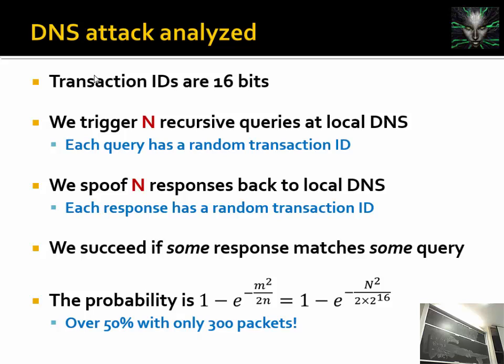Think about it. It'll work if your own packet matches your own packet? Well, you're sending a packet that then triggers the DNS server to send a bunch of packets. It's a new one. And then you spoof a response. So if the packet sent by the DNS server and your spoofed response, if any of those match, you're good. And apparently you need only 300 to have 50% chance of success, which is insane, right? The intuition would be that this is like 1 in 65,000, so you'd have to send about 32,000 packets to get a match.